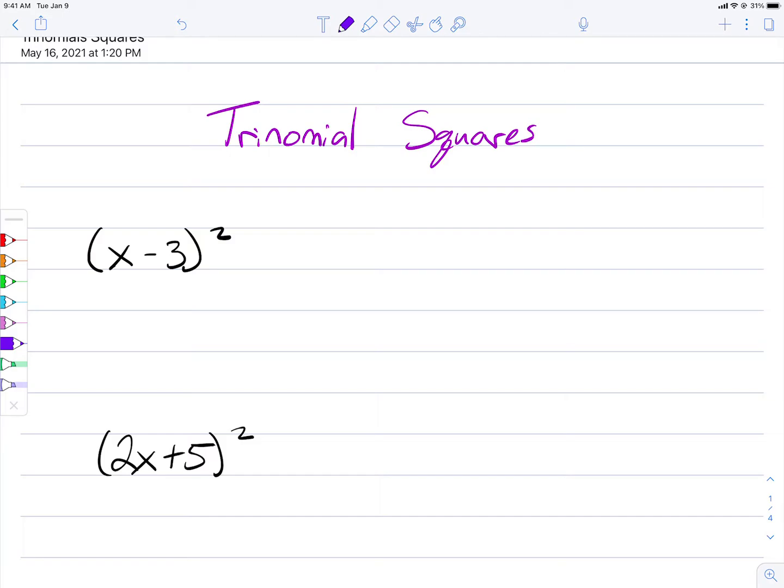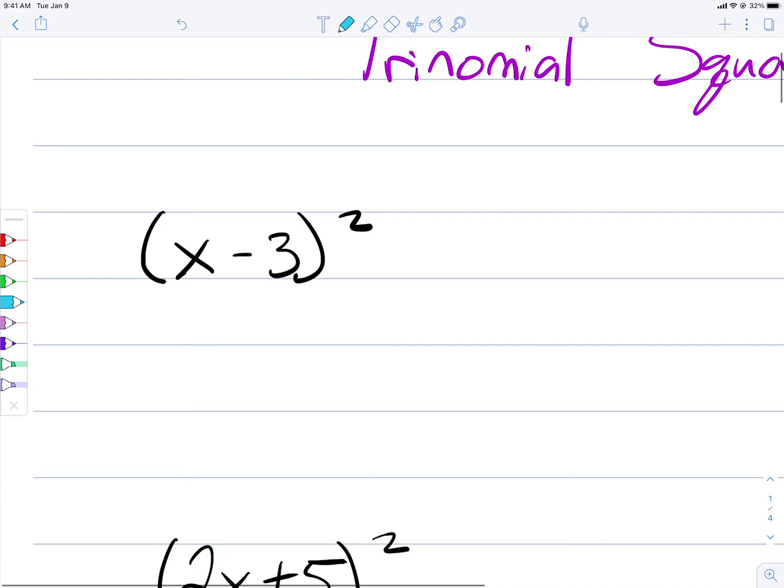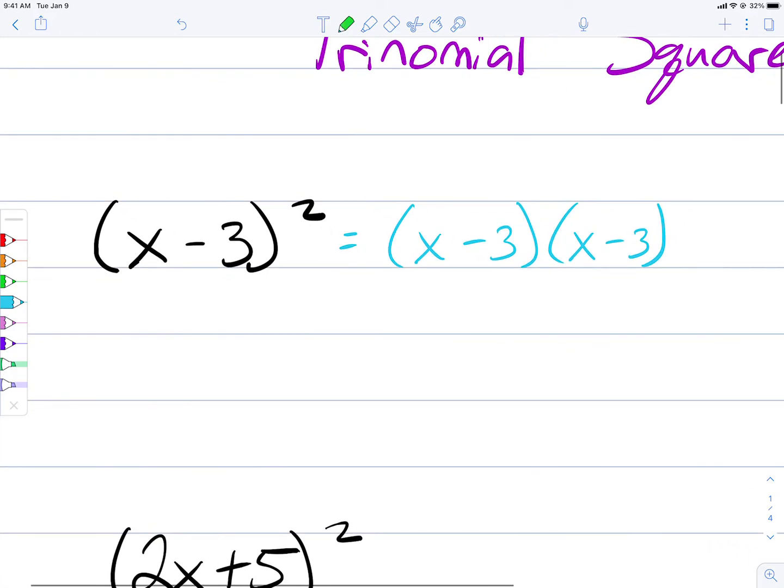Factoring a trinomial square. So your answers are going to look like this, like (x - 3)² or (2x + 5)². Well, if you remember, what it means to square something is really just to multiply it by itself. So (x - 3)² comes from (x - 3) times (x - 3). I'm going to go backwards first to show you the pattern, and then I'm going to show you how that pattern is going to be used to factor.